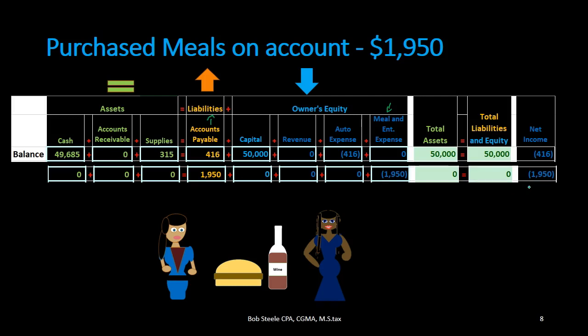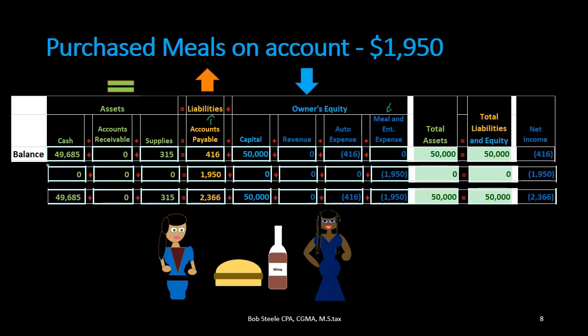Net income is affected here, and it is going down. Revenue minus expenses. We don't have any revenue. We only have expenses for this time period so far. So we have a net loss in this case of $1,950.